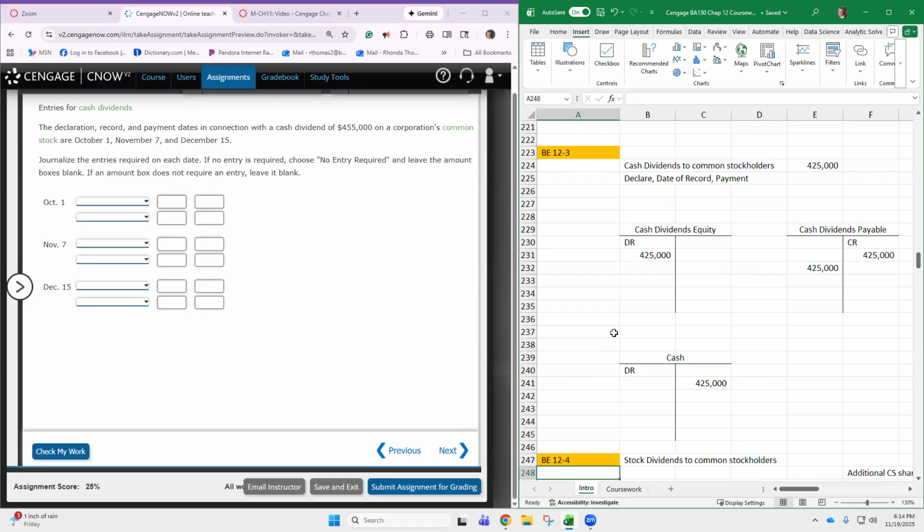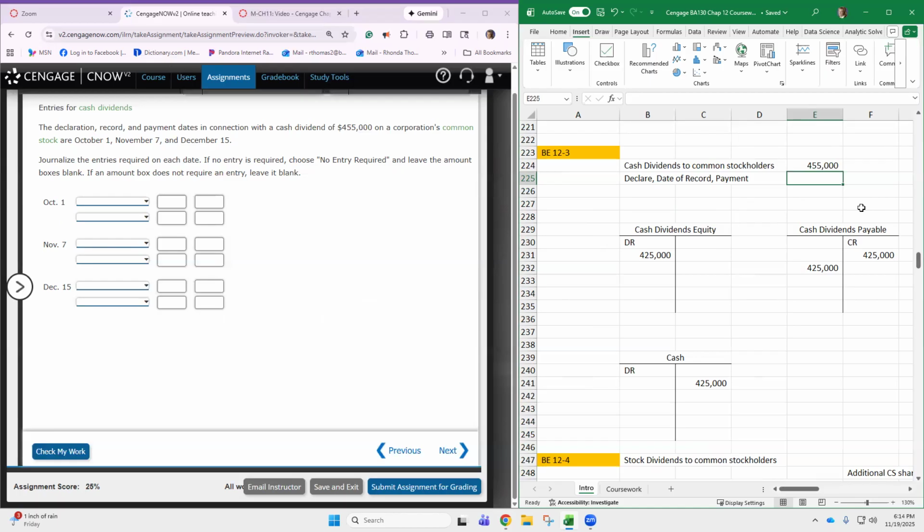Okay, when a business decides to share dividends with shareholders, there are 3 dates that we have to do something for. All right, so it looks like they're planning to pay out a cash dividend of $455,000. So write that number down. That's the amount they've determined they can afford to send out. Okay, when they decide, there are 3 dates. And notice we've got October 1, November 7th, and December 15th.